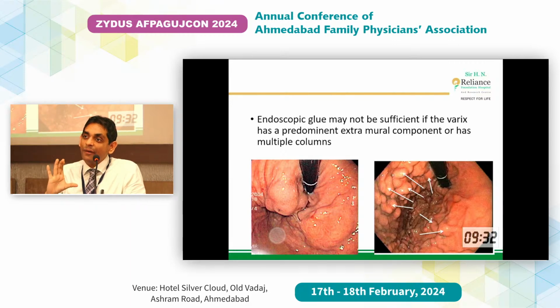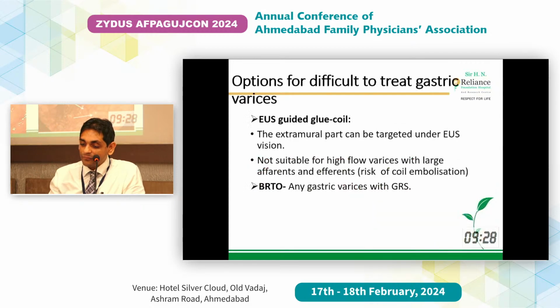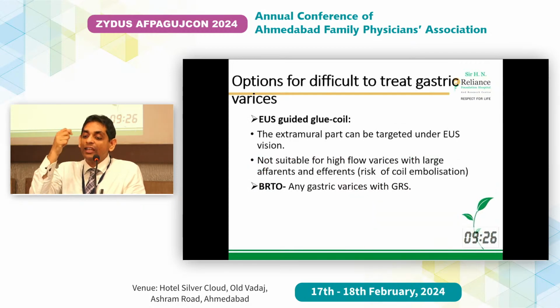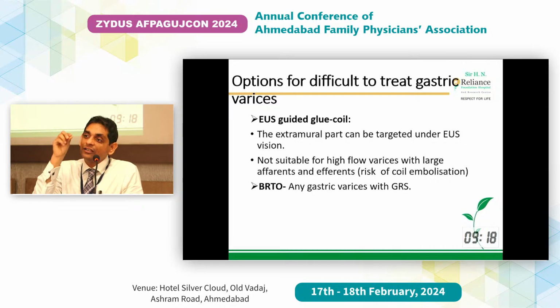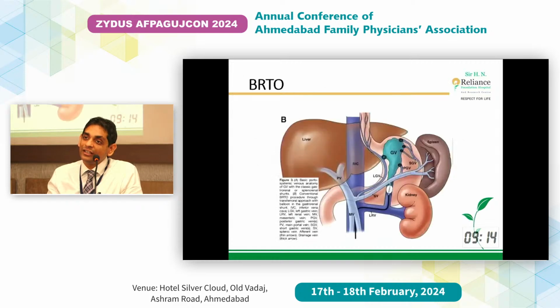The majority part is in the muscle of the stomach, and there is where the large varices are. So when I can do an EUS guided glue coiling or something, I can do a BRTO procedure. BRTO is balloon retrograde transvenous obliteration of these varices. What I am trying to do through this is that you are going in the varix and injecting the sclerosant.